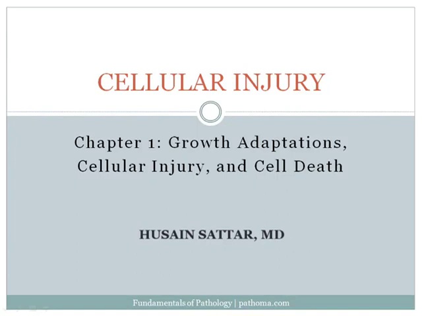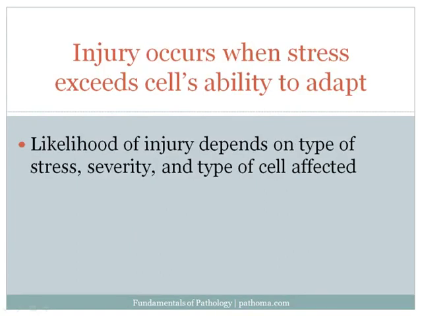Okay, moving to the next section, cellular injury. Probably the easiest way to understand this section is to put it in the context of what we just covered. So you'll recall that I said that a cell can be stressed, and that stress can lead to growth adaptations. In particular, if there's an increase in stress, we would expect to see hyperplasia and hypertrophy. If there was a decrease in stress, we would expect to see atrophy. And if there is a change in stress, we would expect to see metaplasia.